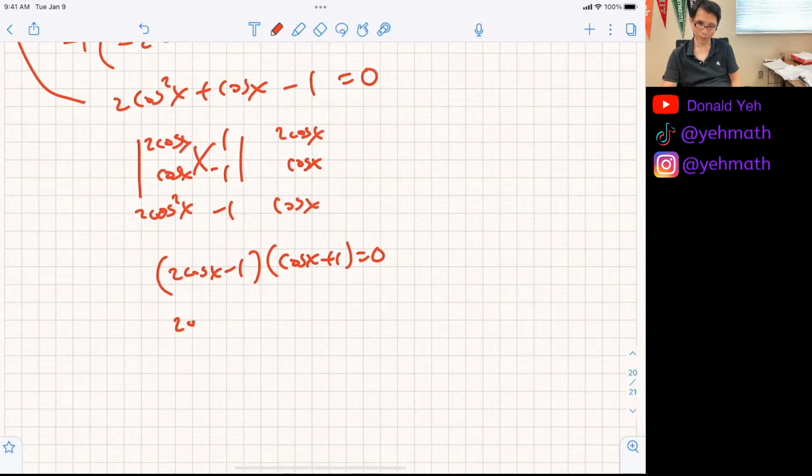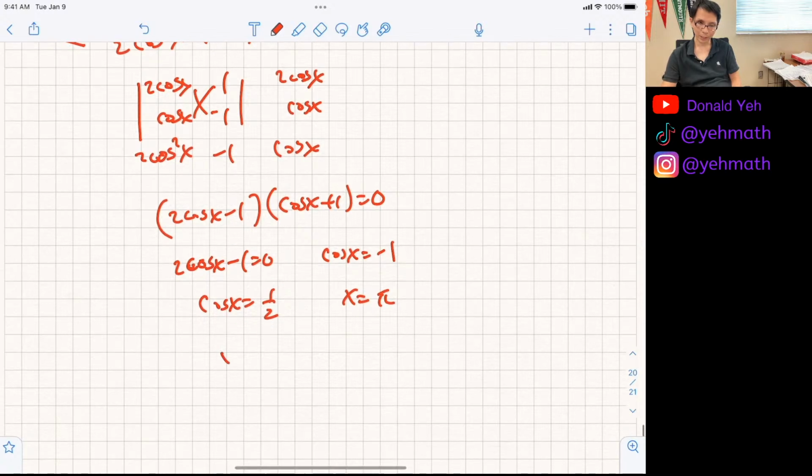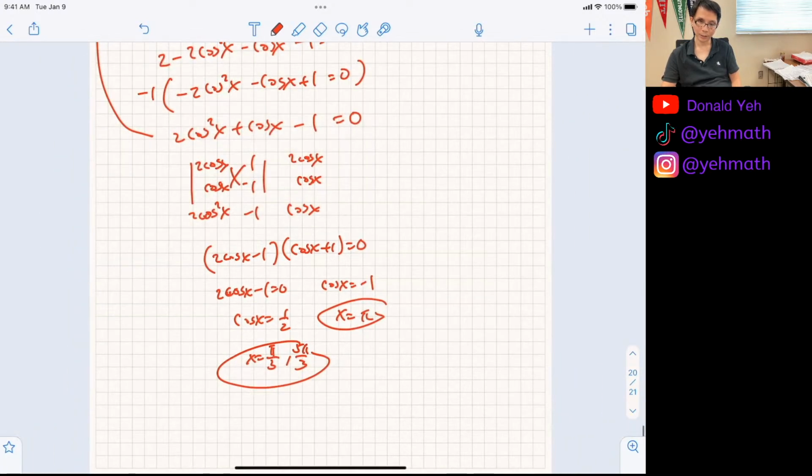So 2 cosine of x minus 1 equal to 0. Cosine of x equal to 1/2, which is, we know this value. Cosine of x equal to negative 1. x is equal to pi, I believe. And this one's x equal to pi over 3 and 5 pi over 3. And that should be the answer here. So it's the same problem as before, it's just the identity now.